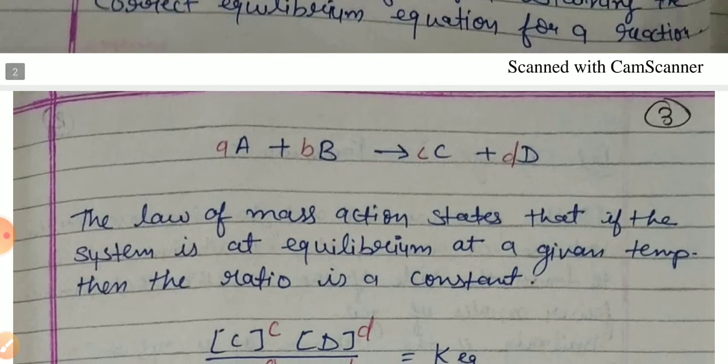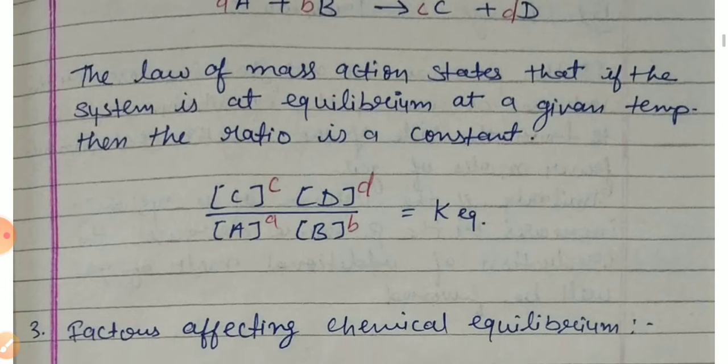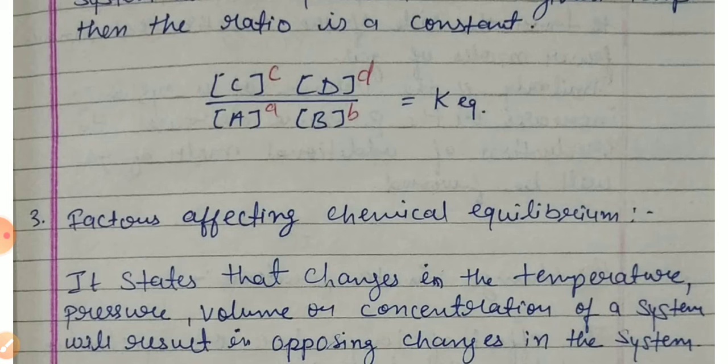Suppose A plus B is converted into C and D. The law of mass action states that if the system is at equilibrium at a given temperature, then the ratio is a constant, K EQ, the equilibrium constant: the concentration of product divided by the concentration of reactant. After that, you can find out the law of mass action for each and every reaction which is present at equilibrium. The next topic is the factors affecting the chemical equilibrium.